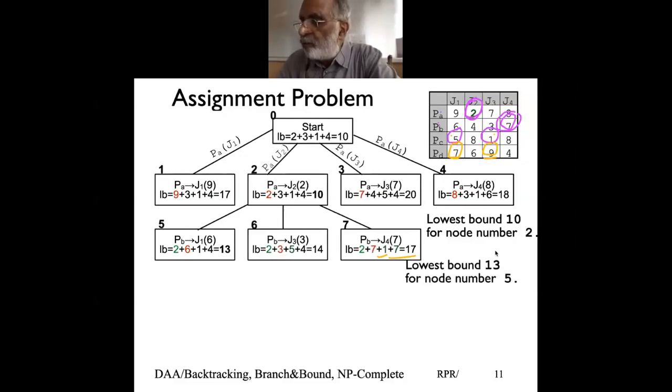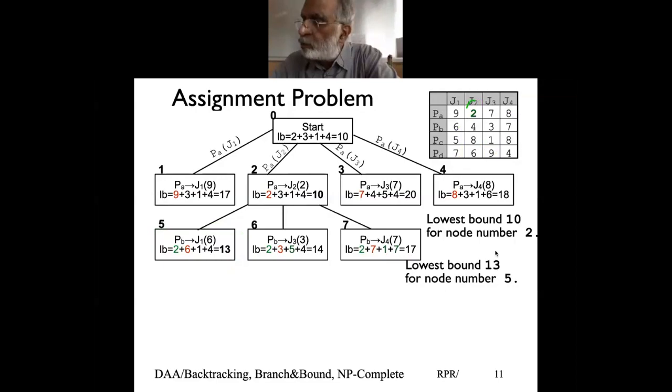So now my number of nodes, if you look at what I need to explore, node 1 has a value of 17. Node 3 has a value of 20. This is a value of 18. This is a value of 13, 14, and 17. So my minimum is this path. And we explore here. So that means we already said this is the minimum.